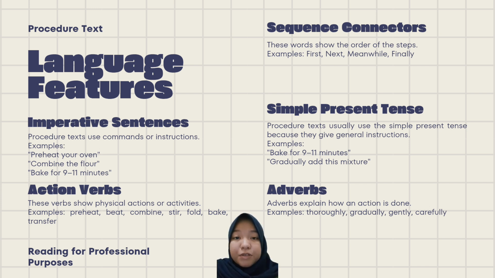The next language feature is simple present tense. Procedure texts usually use simple present tense because the instructions are general and can be followed at any time. For example, bake for 9 to 11 minutes. And lastly, the text also uses adverbs. Adverbs explain how an action should be done. They make the instruction more specific and detailed. Some examples are carefully, gradually, and gently.